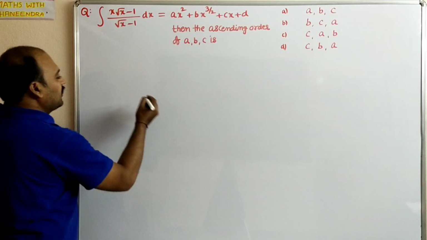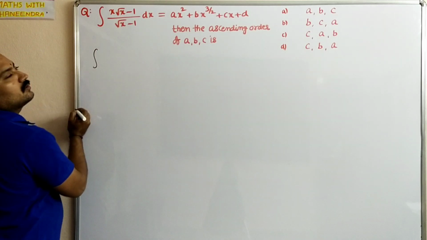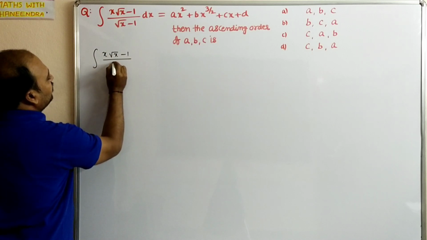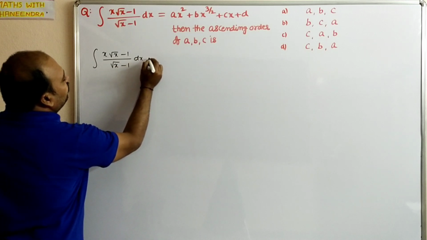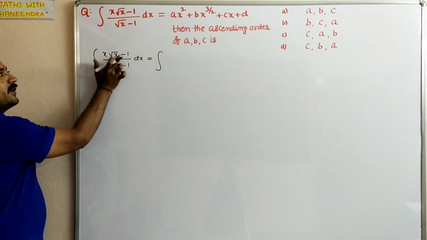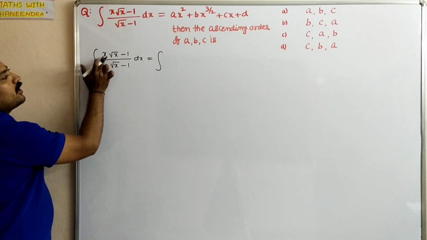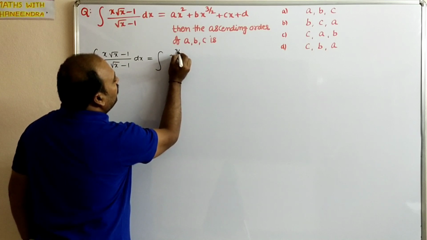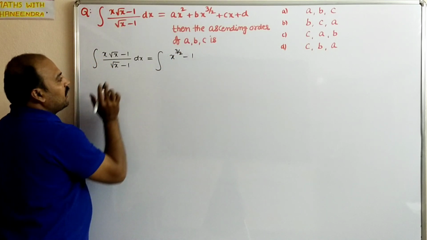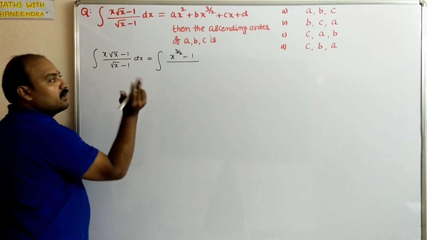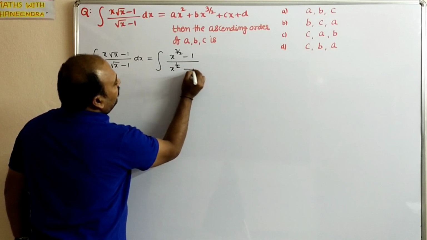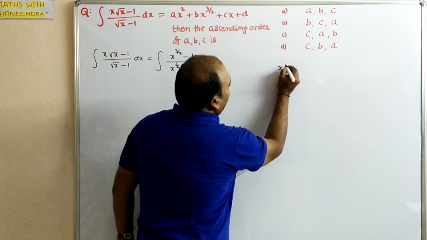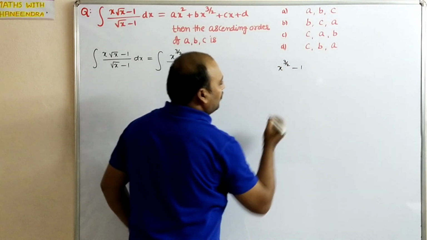See, first simplification. Integral x into root x minus 1 divided by root x minus 1 into dx. Root x means x power 1 by 2. X power 1 by 2 into x. Bases are equal, so the powers should be added. 1 by 2 plus 1 is 3 by 2. So x power 3 by 2 minus 1, divided by root x minus 1, where root x means x power 1 by 2. Now consider the numerator x power 3 by 2 minus 1.